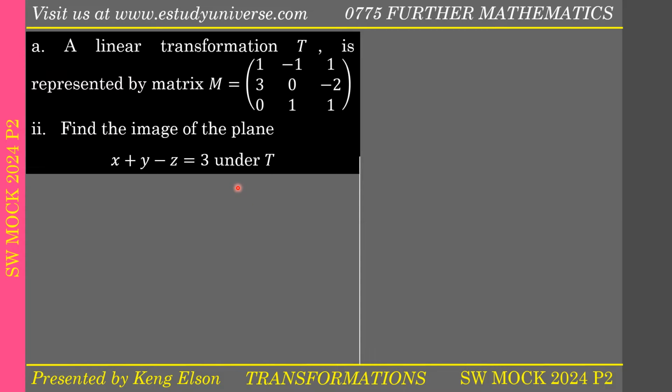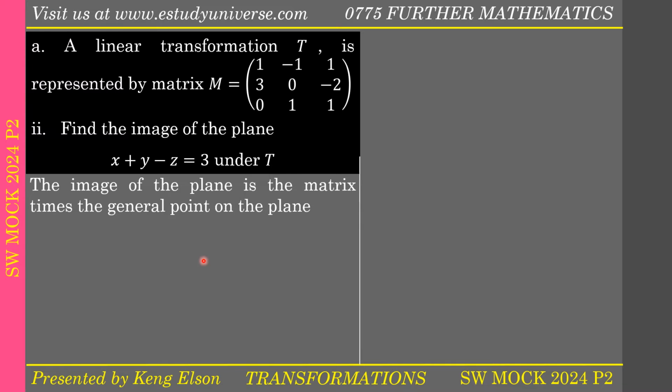Now this is one of the most interesting parts of the question, the image of the plane. It goes deeper and deeper and tests your understanding of vectors. Anyways, how do I find the image of a plane? Same story. The image of the plane is the matrix of transformation times the general point on the plane. To get a general point on the plane, I use the equation of the plane, so I can find x. You could find x, y, or z, but I decided to find x.